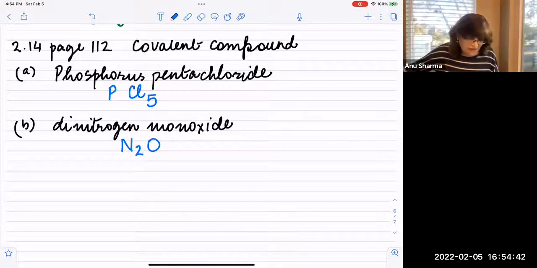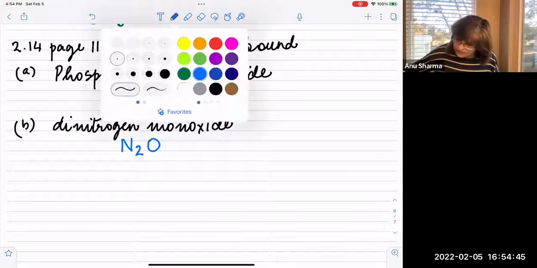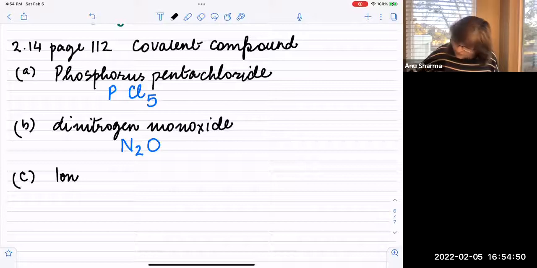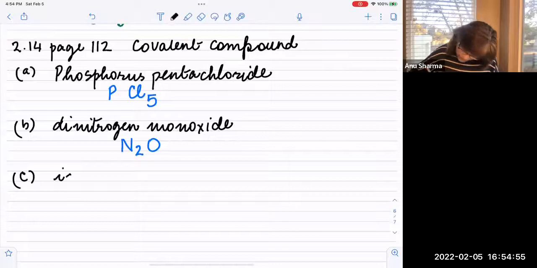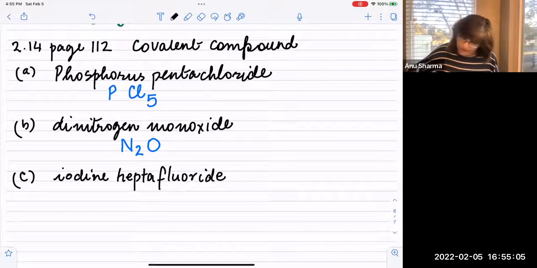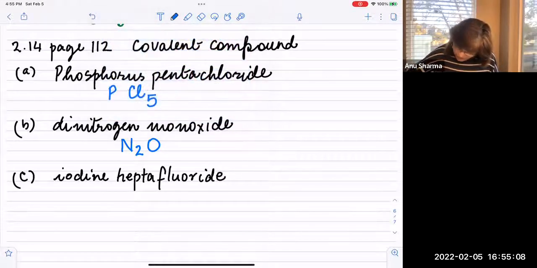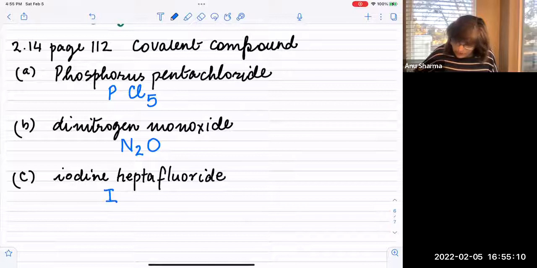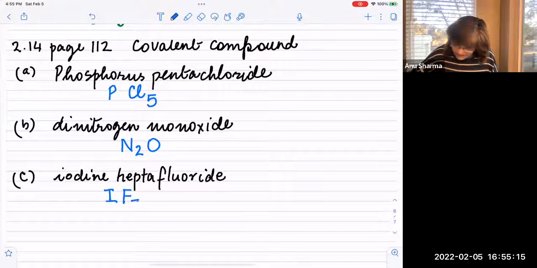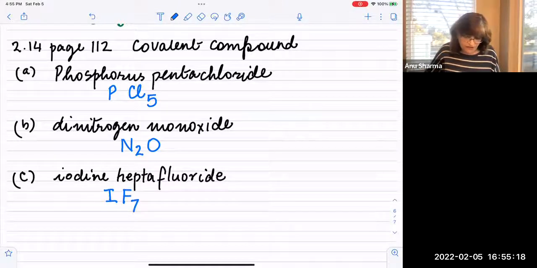Next is iodine heptafluoride. Iodine is I, and hepta means 7 and fluoride is F, so there are 7 fluorines. That's what it means.